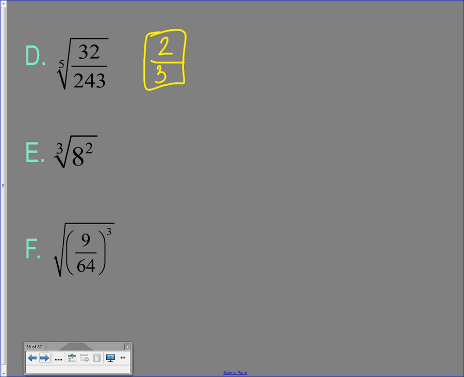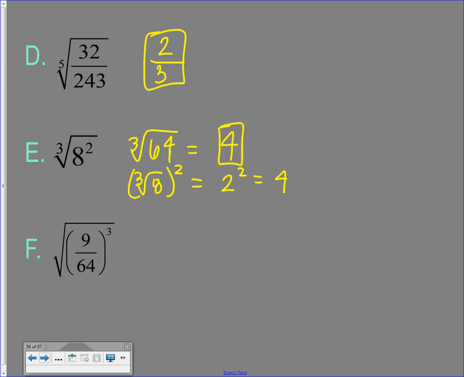Part E, a little different. You could do this a couple ways. You could say, the third root of 8 squared is the third root of 64, and the third root of 64 is 4. That's one way to do it. Or you could do the third root of 8 first, and then square that. So the third root of 8 is 2, and then 2 squared is 4. So either way, you're going to get 4 there.